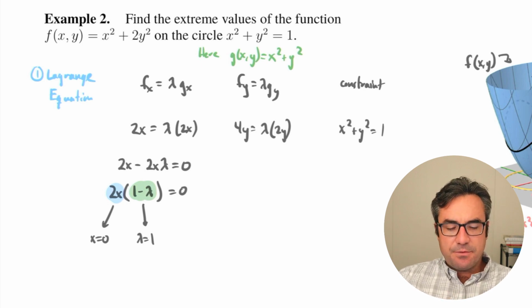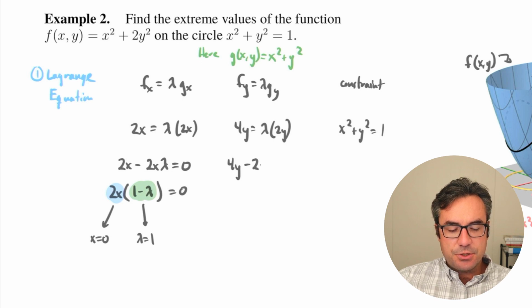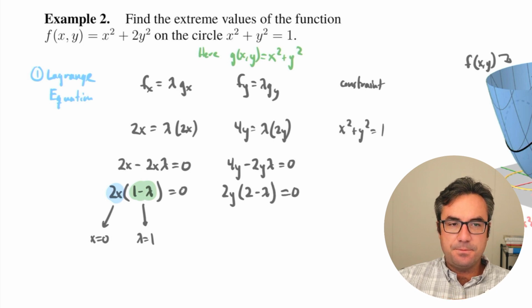Let's see what we get from our second equation. And let's try something similar over here. So let's try moving all the terms over to one side. So we'll write this as 4y minus 2y times lambda equal to 0 once we move it over. And then we can factor. So we can factor a 2y out. And then we have 2 minus lambda equal to 0.